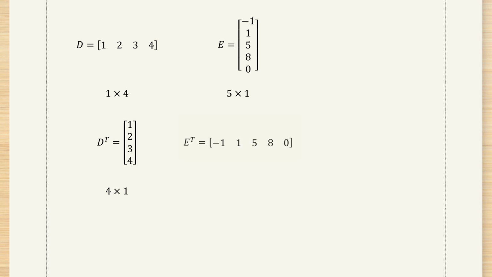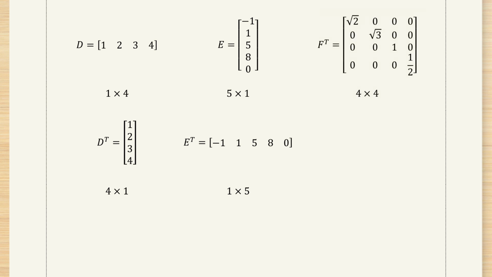E is a column vector. E transpose becomes a row vector. The dimensions of E is 5 rows by 1 column, and the dimensions of E transpose is 1 row by 5 columns.